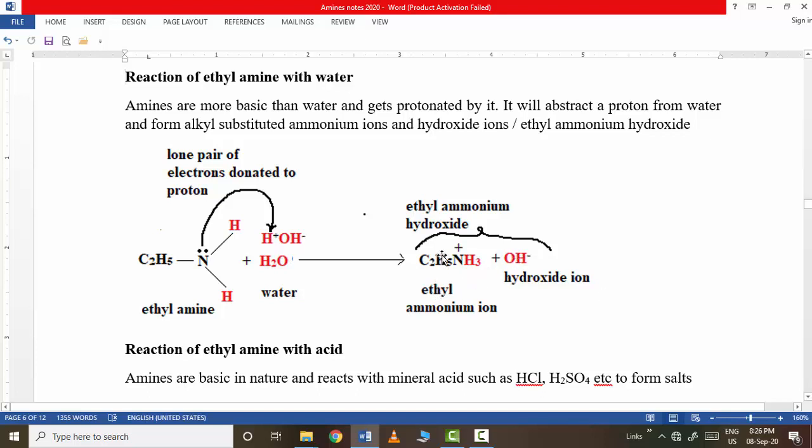So it will be named as ethyl ammonium hydroxide together, or separately we can write ethyl ammonium ion and hydroxide ion. Both will be accepted, even for the case of methylamine also.